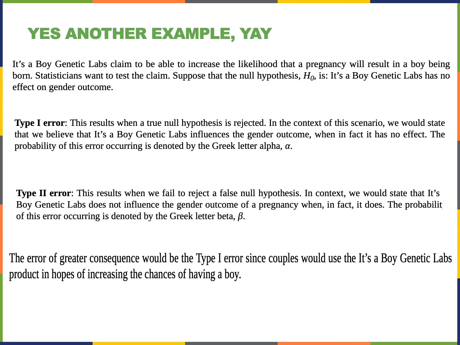Okay, so now which one would be greater consequence? I mean, obviously the type 1 error would be, right? Because people would be trying to have babies thinking, oh yes, I can have a boy or I can have a girl or whatever it is. I guess this weird one is just, it's a boy, but they're spending money that's basically going to waste for something that does not work. Okay, and then so now you can see how important it is to make sure that you're carefully screening things, because you do not want to waste your time and energy on something that's not going to help you.